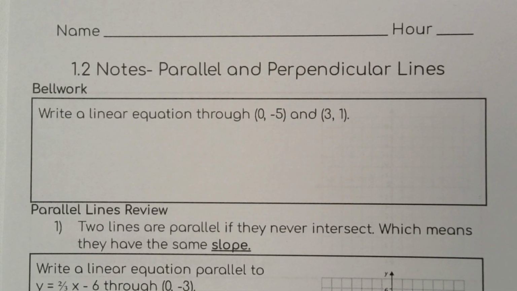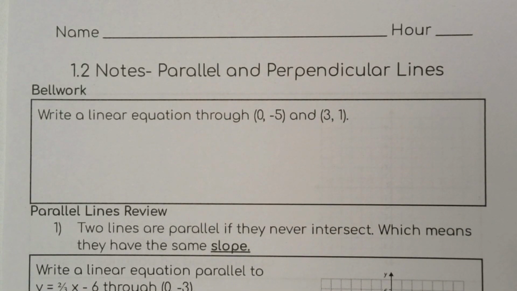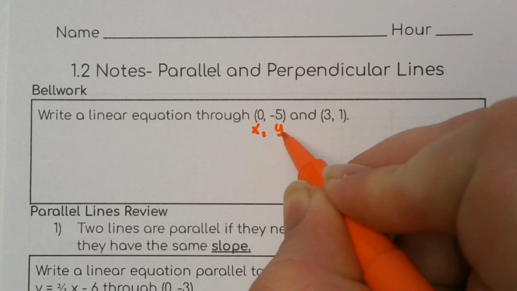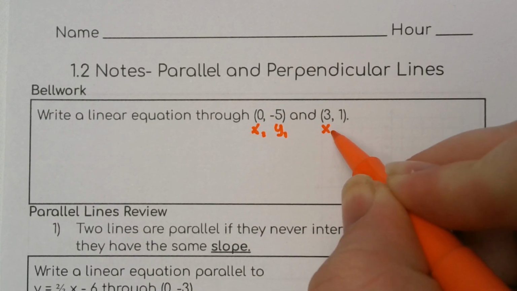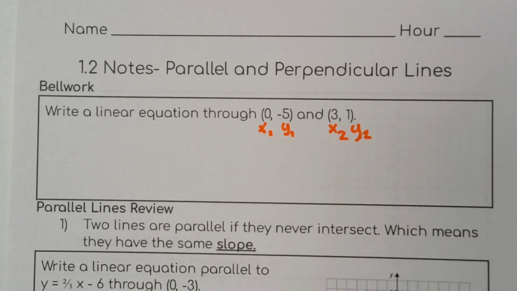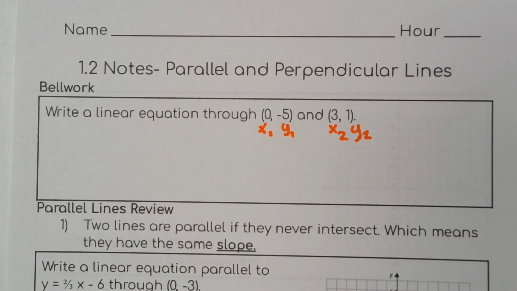Alright. So looking back from yesterday's assignment or notes or lesson, whatever you want to call it. Okay, first things first, we have to find our slope to write a linear equation. So we always have x and y. The first set of numbers gets our 1s, the second set gets our 2s. Okay.